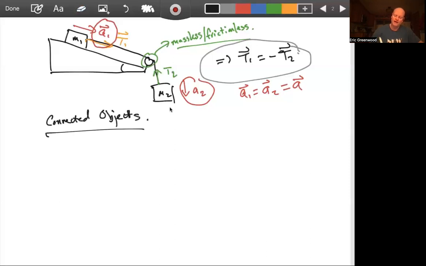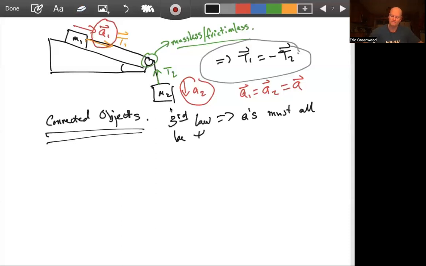So again, for connected objects, what the third law implies is that the accelerations must all be the same. Now, this will be true regardless of whether the pulley could actually rotate with mass and friction. Right? So that would actually be true as well. But in this case, what Newton's third law gives us is that the two tensions are the same, which means that the two accelerations must be the same as well.